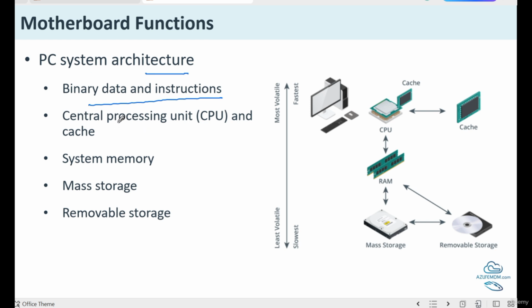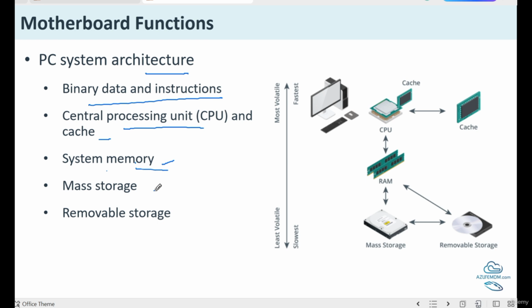Now, number 3 is the central processing unit, which is the CPU, and the cache. The CPU is the brain that executes instructions in a computer. Cache is fast, small memory that stores frequently used data to speed up the processing. Fourth point is system memory, which is also known as RAM, random access memory, temporary storage that holds data and instructions while the CPU processes them, faster than storage but loses data when the power is turned off.